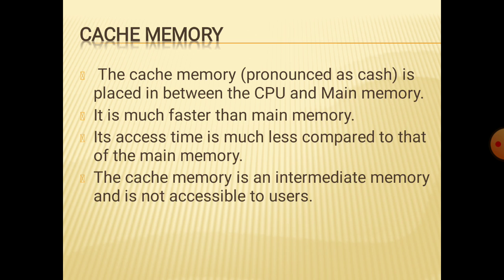So the accessing time is much less if you compare it to that of your main memory. The cache memory is an intermediate memory and it is not accessible to the user. What happens is, all the data you enter through your input devices for the accessing purpose will be stored in main memory, that we know.